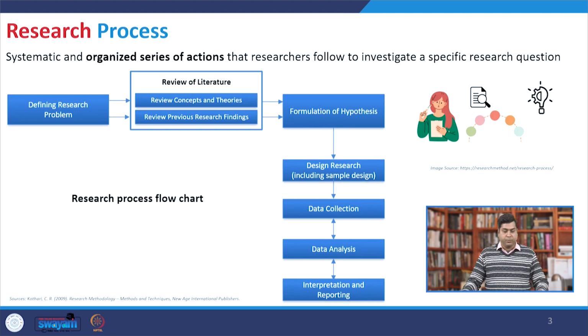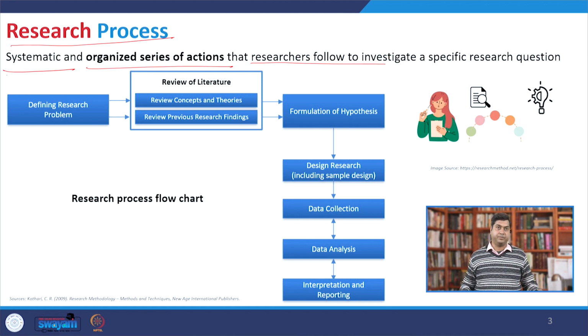This is a very important flow chart for all of us, all researchers concerned, that for any particular research that we aim to conduct, we should make a good methodology and we should understand this research process. So what exactly does the research process mean? It is a systematic and organized series of actions that researchers follow to investigate a specific research question.